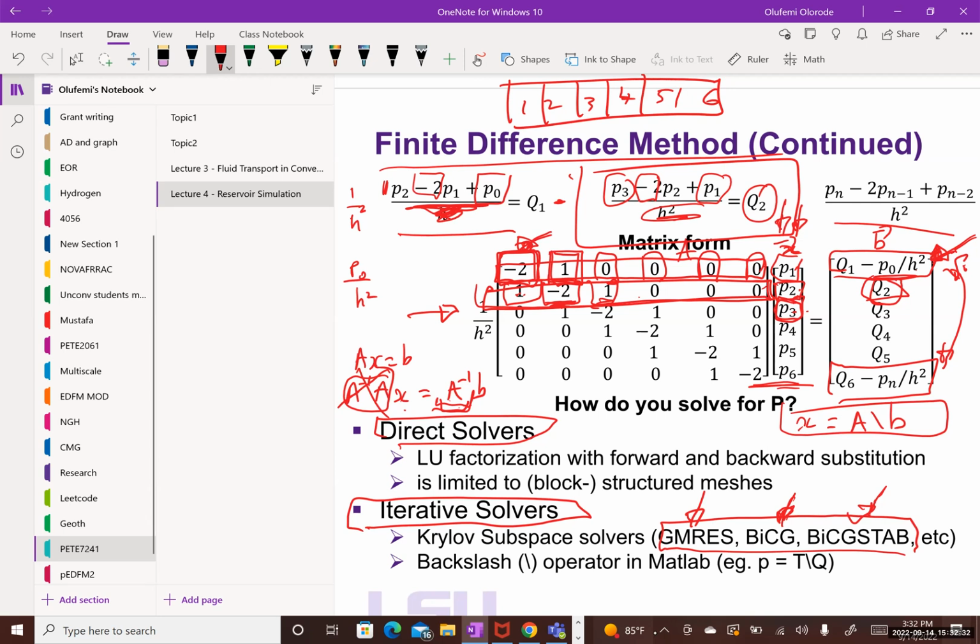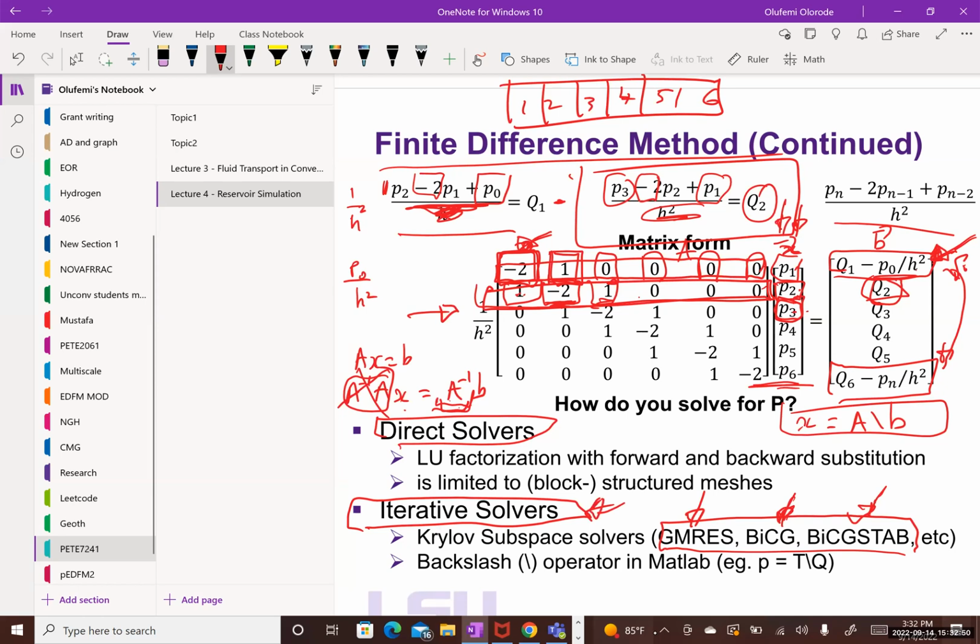But the problem is, it's memory intensive. It requires a lot of memory. So you only want to use it for small problems, 20 by 20, 50 by 50. You don't want to use it for 1 million by 1 million grid blocks. So that's when you must use an iterative solver.